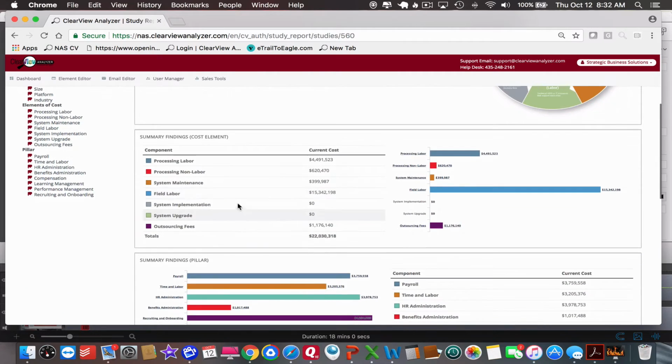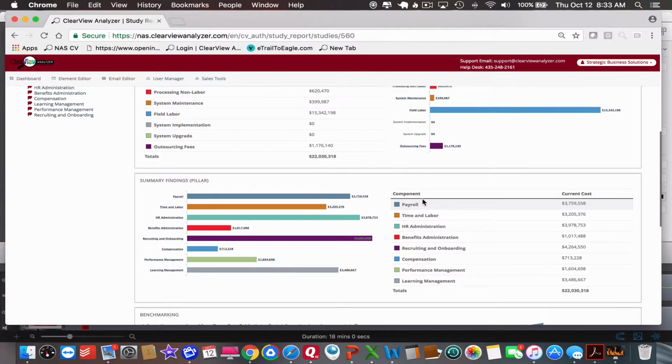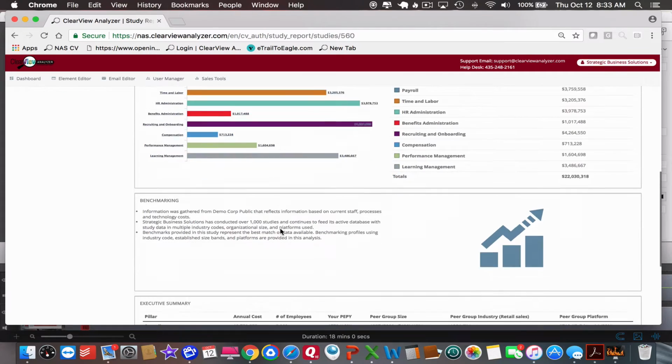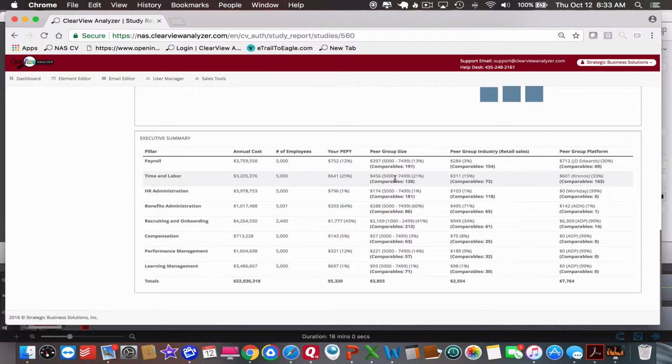So the report then takes the summary findings by cost element, breaks those out, and tells them where those costs are. It also breaks it out by component so they can see where the spend is across payroll, time, and whatever pillars are included. This report is obviously dynamic, so if I only pick benefits and HR, they're the only two that would show up. And then the next thing that we do is benchmark.